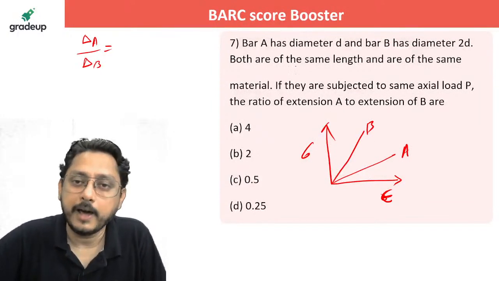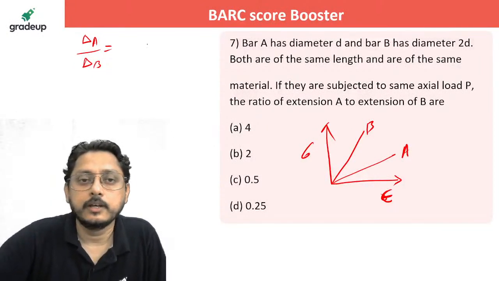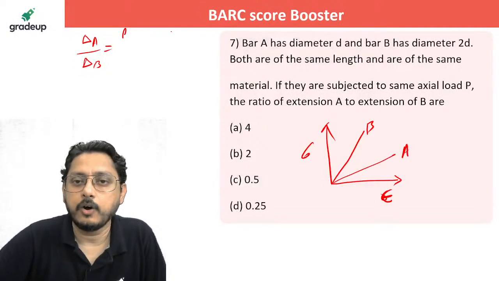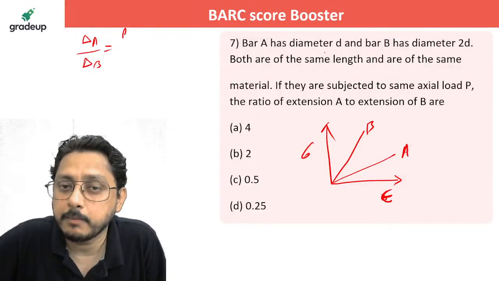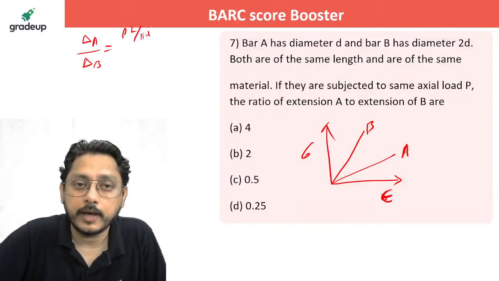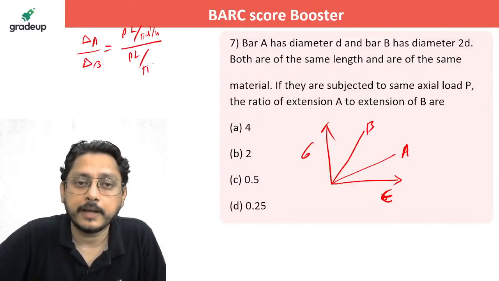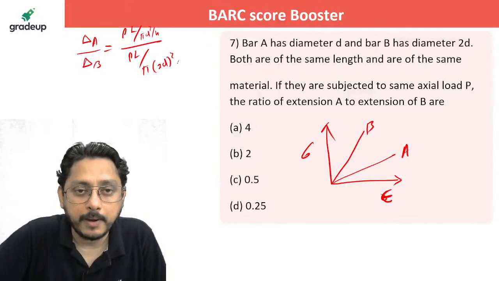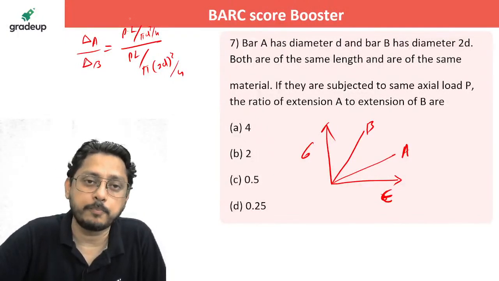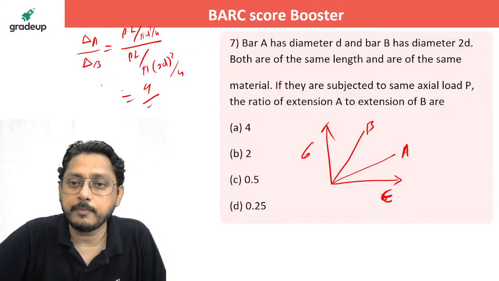Right? So bar A has a diameter d and bar B has a diameter 2d. Deformation is PL by AE. For bar A, that is PL by AE with A equal to pi d square by 4, divided by PL by pi d square by 4 for bar B. The 4PL will get cancelled, pi will also get cancelled, and the result is that delta of A by delta of B will become 4.